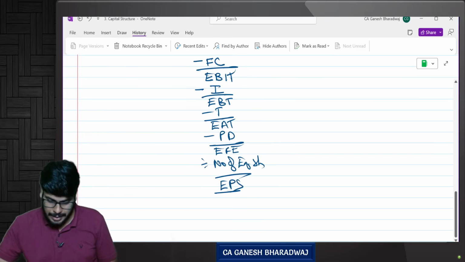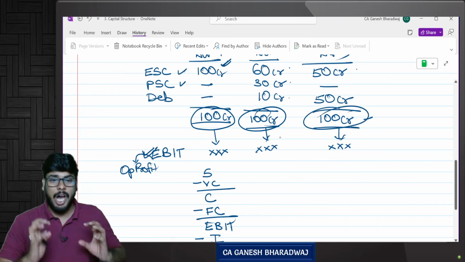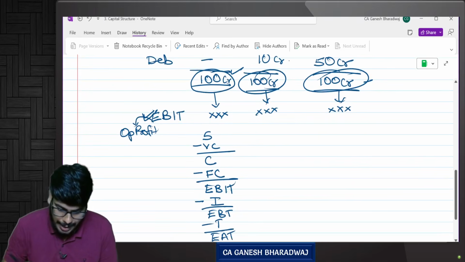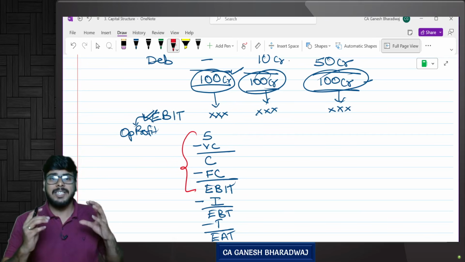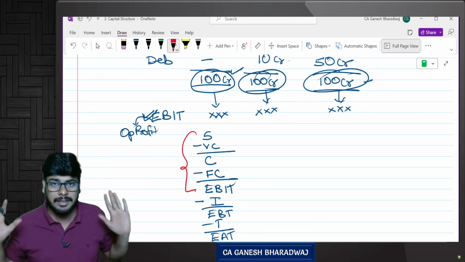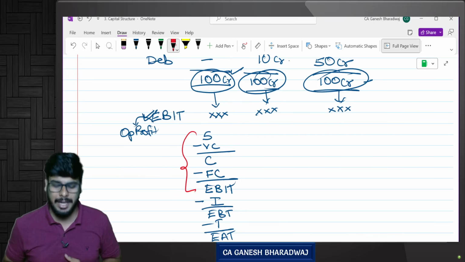So basically, in all these three scenarios, how much amount have I invested into the business? 100 crores. And till my EBIT level, it is all relating to my operating activities. There is nothing concerning my financing activities. Or in other words, this is the costing area.